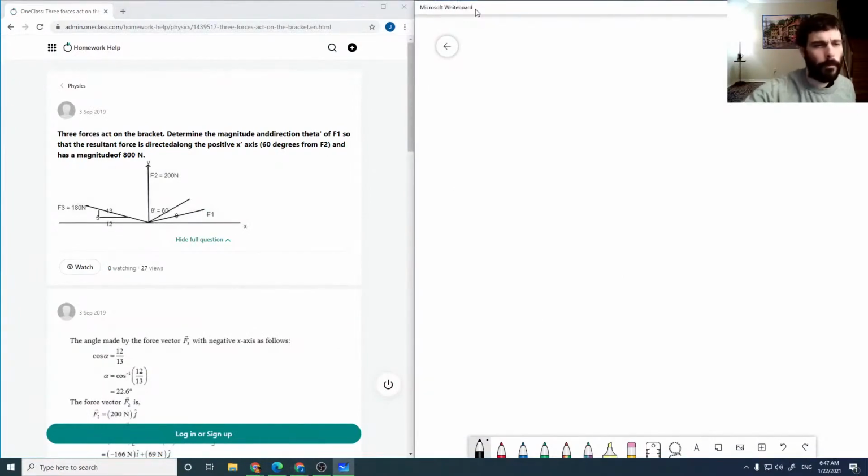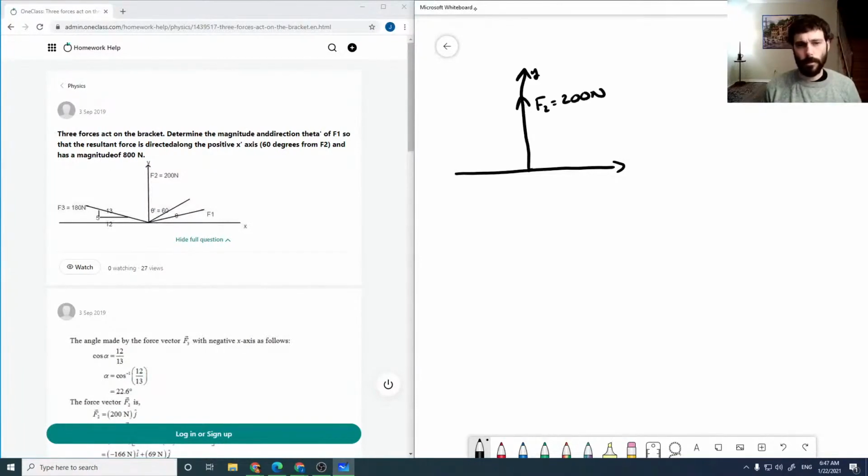So we've got three forces and a free body diagram. I'm just going to re-sketch this, just something to work with. So here's our Y direction, which also has a force, F2, which is equal to 200 newtons.